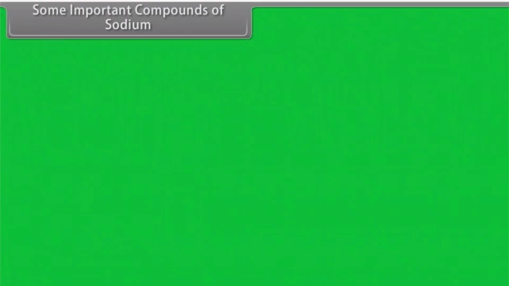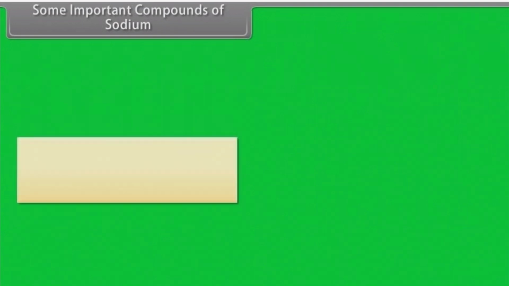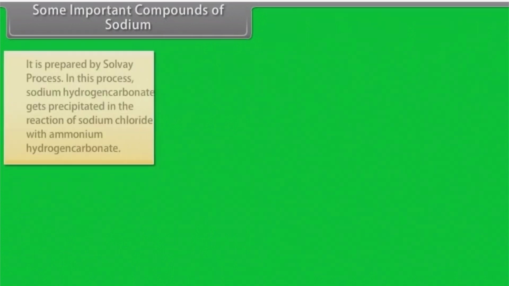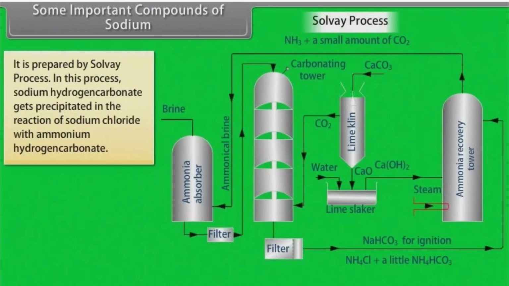Some important compounds of sodium. Sodium carbonate. Another name of sodium carbonate is washing soda. It is prepared by the Solvay process. In this process, sodium hydrogen carbonate gets precipitated in the reaction of sodium chloride with ammonium hydrogen carbonate.